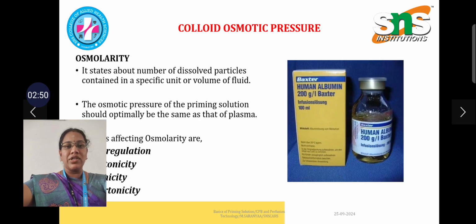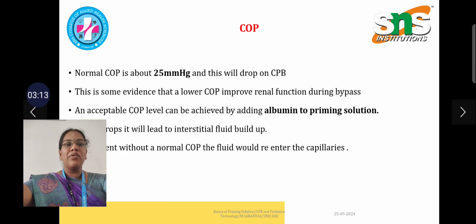Colloid osmotic pressure, which is also called osmolarity, states the number of dissolved particles contained in a specific unit or volume of fluid. Here we are talking about the proteins which are present in the plasma. So the osmotic pressure of a priming solution should ideally be the same as that of plasma. So we are using a colloid solution called human albumin, which is a plasma protein molecule.